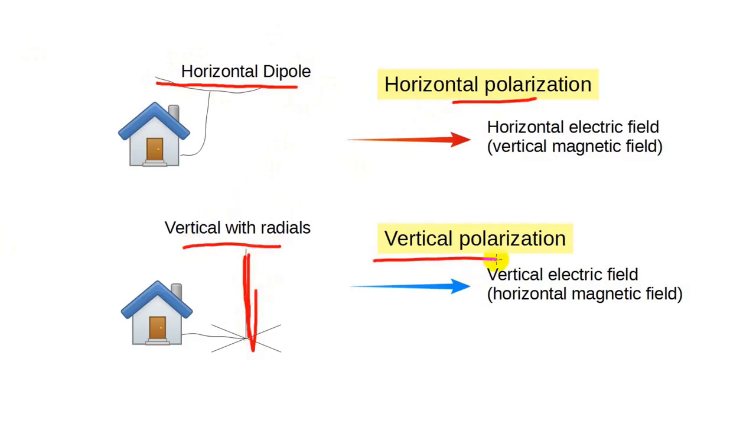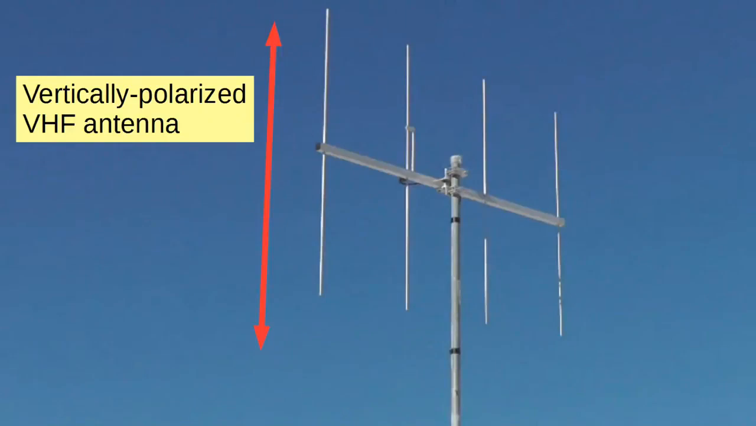A dipole provides a horizontally polarized electric field, and a vertical antenna produces a vertically polarized electric field. Here's an example of a vertically polarized VHF antenna. You can tell the polarization direction by looking at the element orientation.